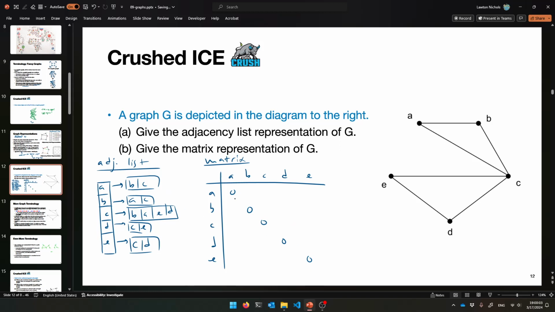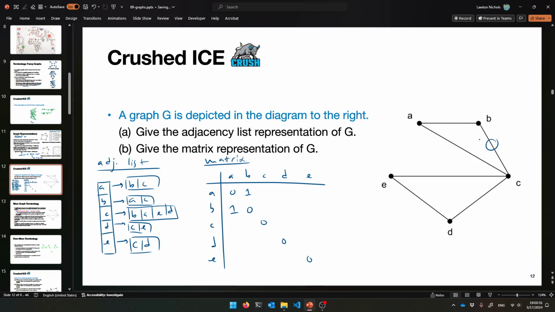What else? Well, let's just start adding edges. So there's an edge from A to B. So A row, B column, put a 1 there. There's also an edge from B to A, right? So it's always flipped along this line as well. So from B to A, you also put a 1. So 1 here, 1 here. So each edge induces 2 1s in this matrix. So we took care of that edge.